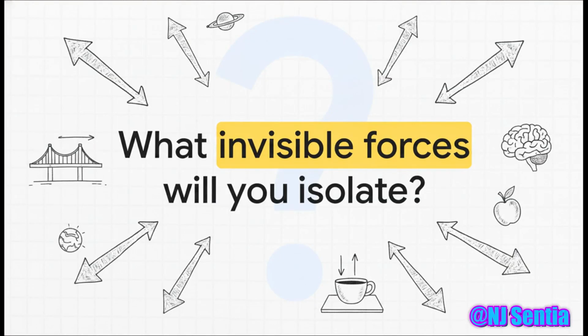So we've gone all the way from Newton's original spark to the current limits of artificial intelligence, and it's all connected by a few simple arrows radiating from a dot. It really changes how you look at the physical world, doesn't it? Next time you cross a bridge or even just set down your coffee cup, take a second and ask yourself, what invisible forces are acting right now, and how would you isolate them?